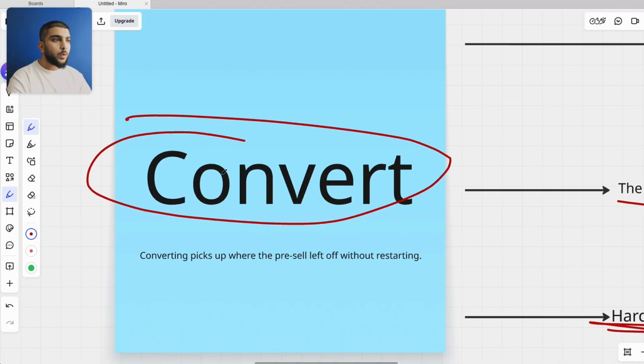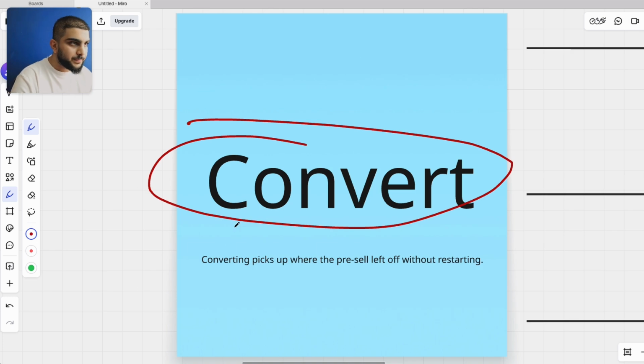So now, going over the core principles of converting. Converting picks up where the pre-sale left off without restarting. There are 3 things I want you to write down for this section. Open with a headline that continues the journey, not just restart it. Mirror the pre-sale mechanism. And what this means is, whatever you spoke about in, for example, your email, your Instagram content, your advertorial, you're also mentioning it on the landing page so the buyer understands and knows that they're in the right place and they're getting ready to buy.